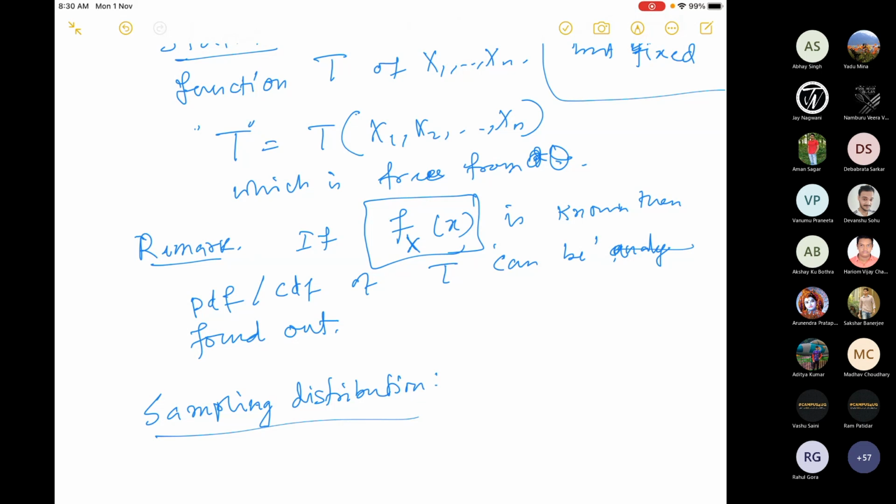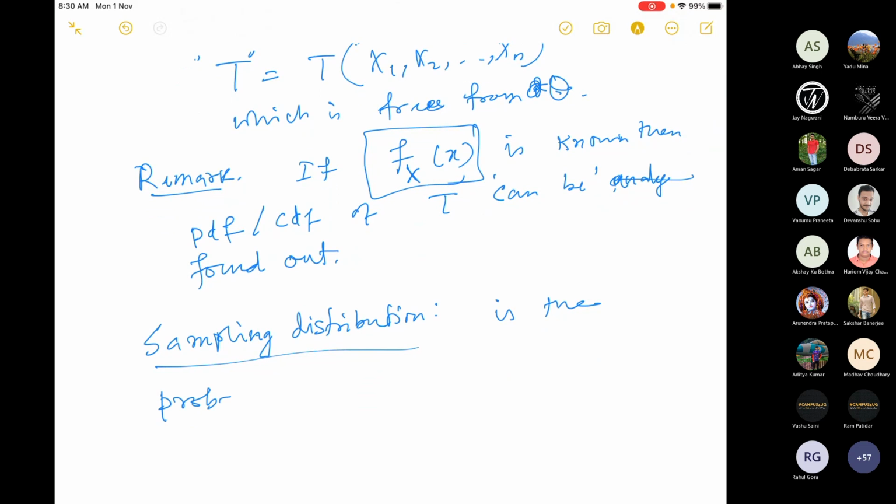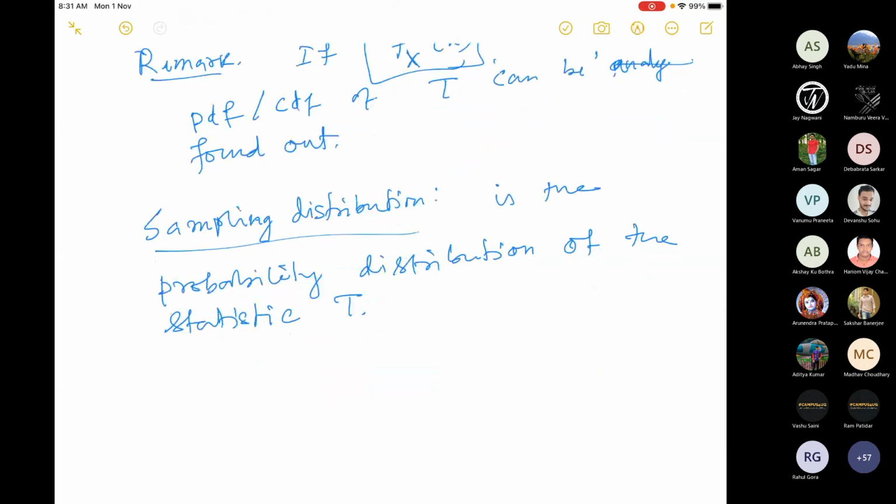What is the sampling? t is a function of the samples, and the distribution of t is called the sampling distribution. For example, what is the PDF of x1 square plus x2 square? This is a function of x1, x2, which is like t here. So the distribution of x1 square plus x2 square is a sampling distribution. Sampling distribution is nothing but the probability distribution, we can call it CDF or PDF, whatever, of the statistic t. That is what is called a sampling distribution.